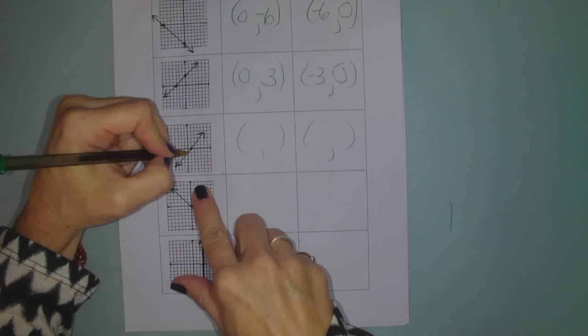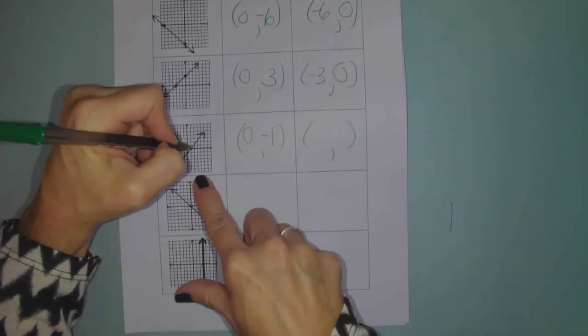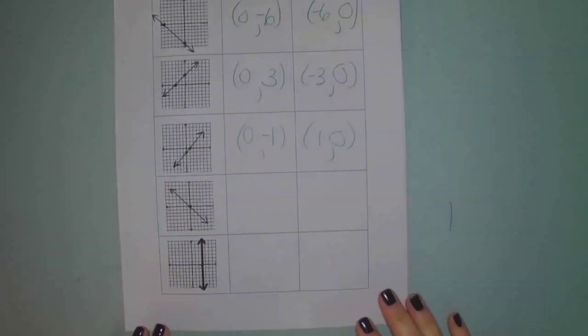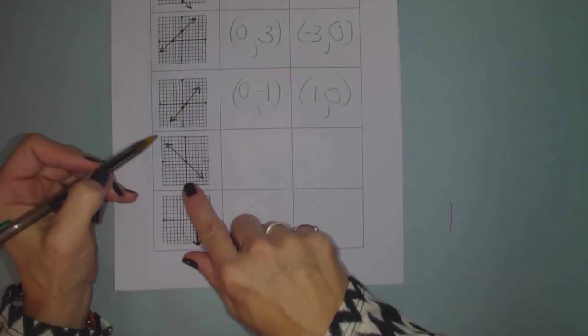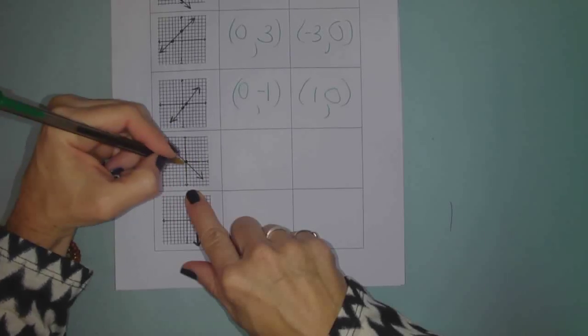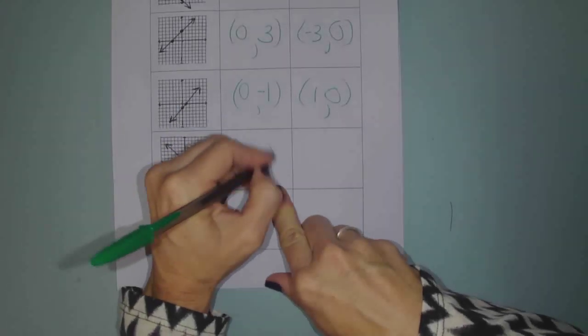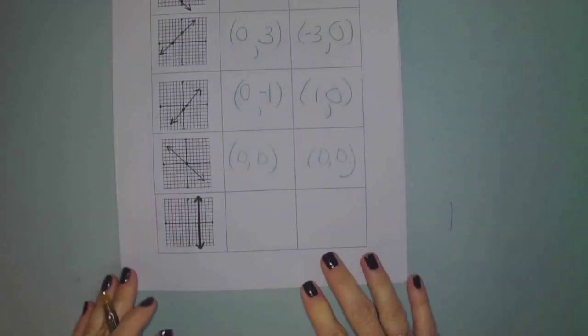All right. Next line. Y-intercept, down 1, so 0, -1. X-intercept, 1 to the right, 1, 0. Next one, check it out. Look, again, origin. See the x-axis and the y-axis? It's crossing the same place. So 0, 0 and 0, 0.